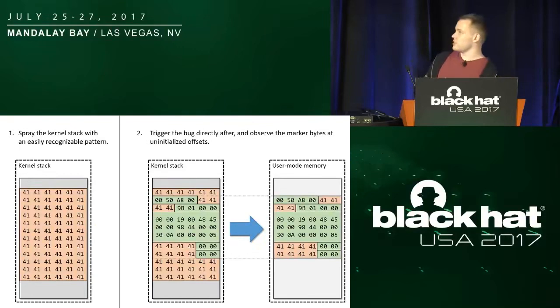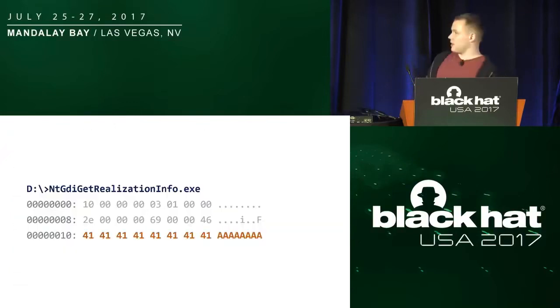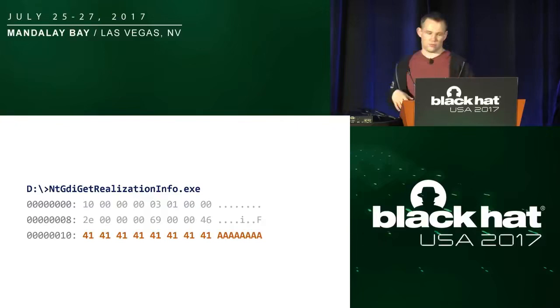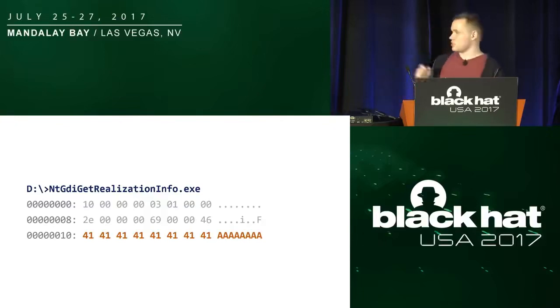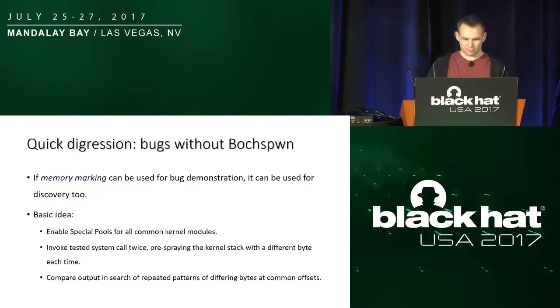This is illustrated here. First of all, we spray the kernel stack with some easily recognizable pattern, such as the 0x41 byte, and then we trigger the vulnerability, and we see where this marker byte happens to be in our output buffer. So this is another example, running the NtGdiGetRealizationInfo POC here, which leaks 8 bytes from the kernel stack.